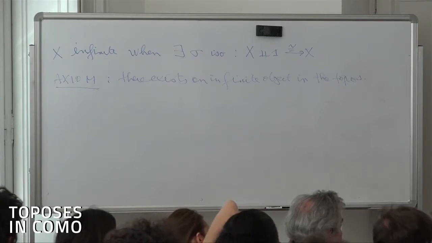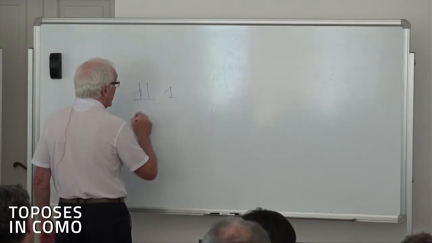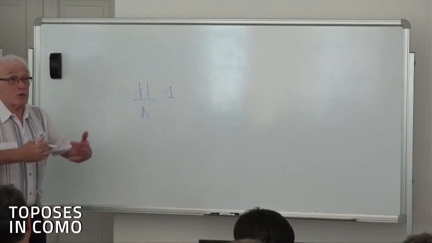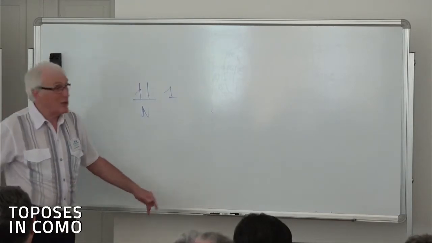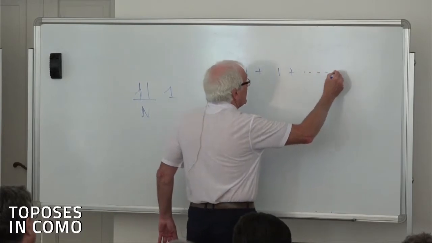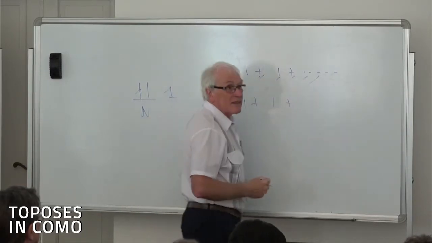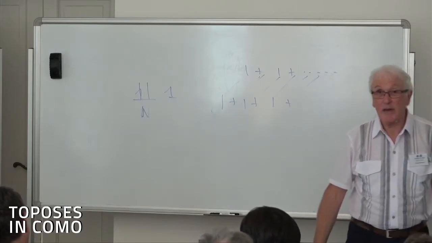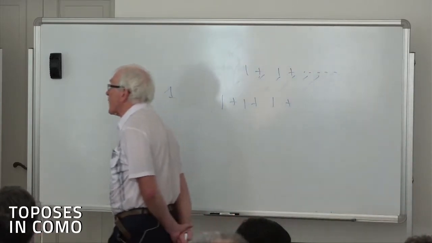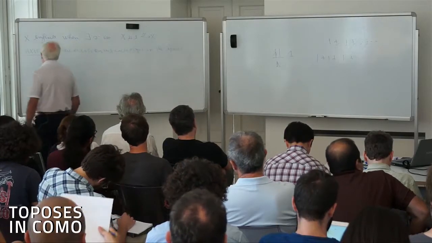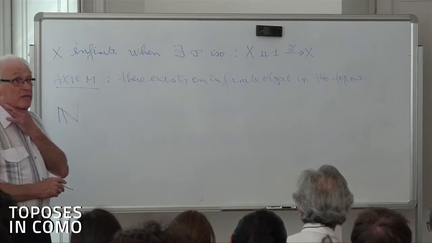This axiom is obviously satisfied for a Grothendieck topos. For a Grothendieck topos, simply take the sum of 1 indexed by the natural numbers, 1 plus 1 plus 1 plus 1 plus 1 infinitely many times. If you add one copy of 1, this doesn't change anything. You easily describe an isomorphism just by reindexing the things. So in a Grothendieck topos, certainly there is an object like that. If you have this in the topos, you can define the object of natural numbers in the topos.